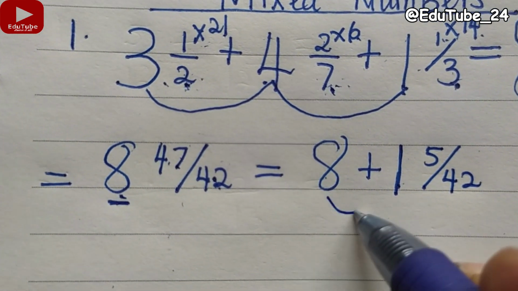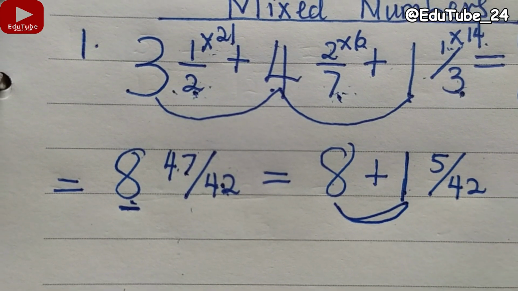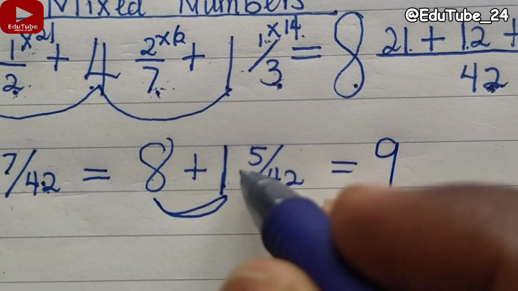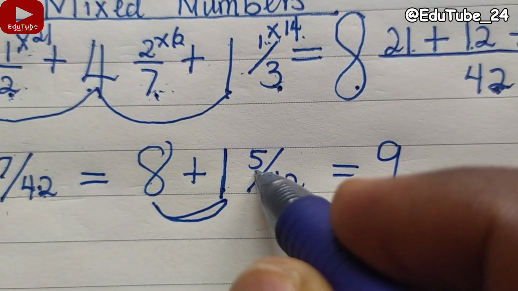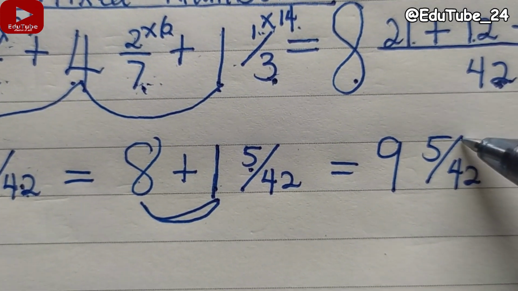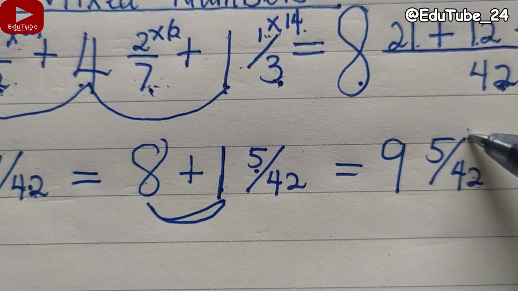Now I need to add these whole numbers together. So 8 plus 1 will give me 9 whole number. Then the remainder, which is 5 out of 42. Now if I look at this fraction, we now have a proper fraction.